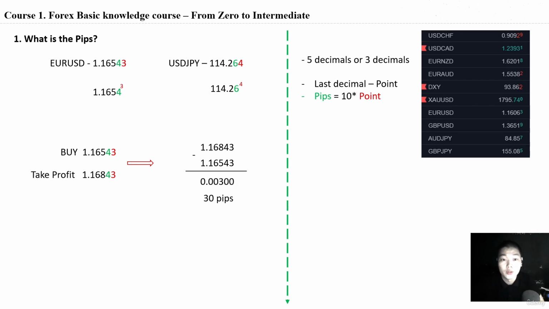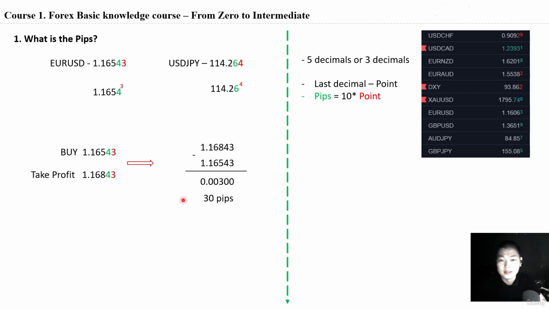And the next one, you can calculate how many pips you get in one trade. For example, you buy the EUR/USD at the price of 1.16543, and you will take profit at the price of 1.16843, and your profit will be the take profit price minus the buy price, and you will have a profit of 30 pips.